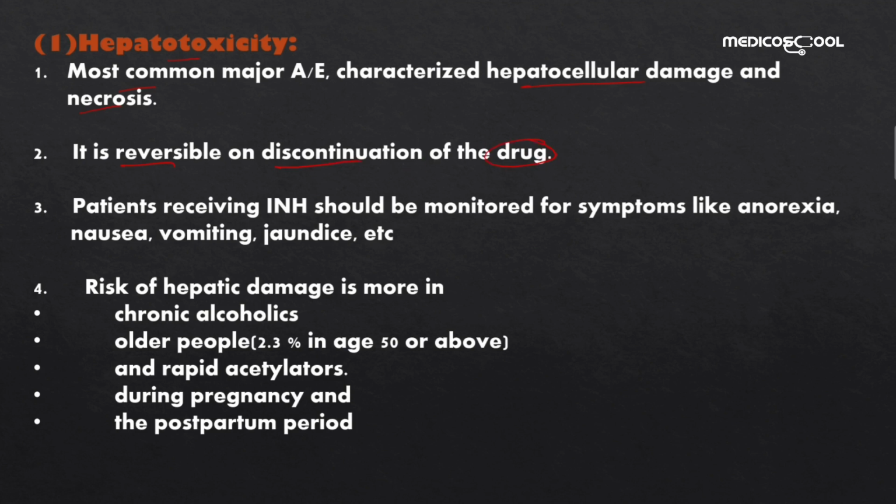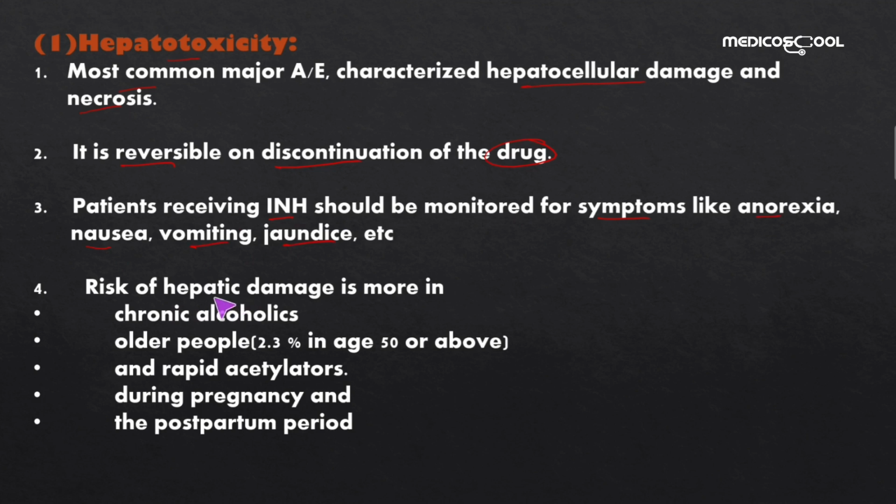If we know about the signs and symptoms, we can prevent this hepatotoxicity by discontinuation of the drug. So the patient receiving isoniazid must be monitored for symptoms like anorexia, nausea, vomiting, and jaundice, etc., in order to discontinue the drug.